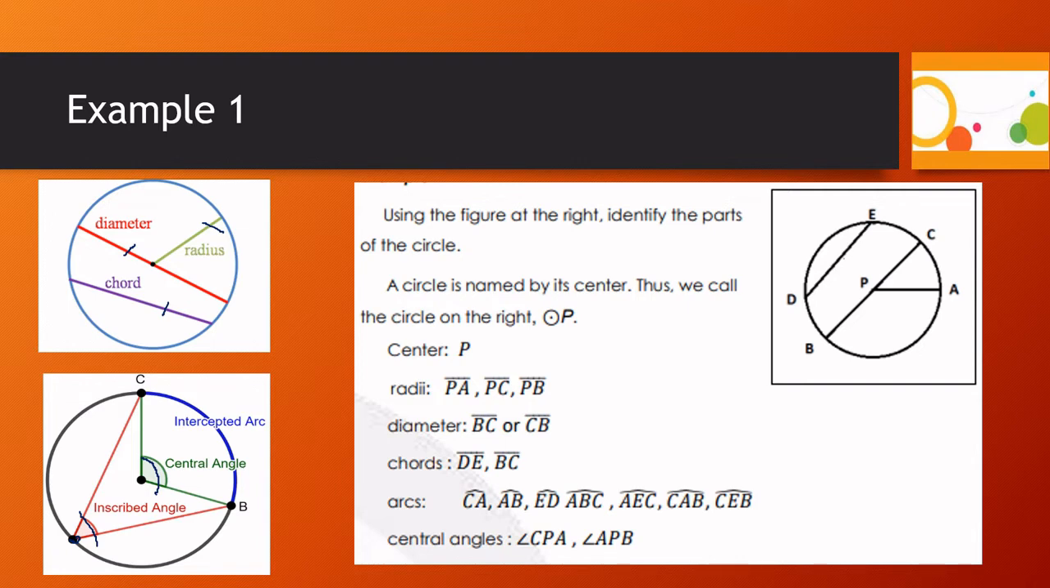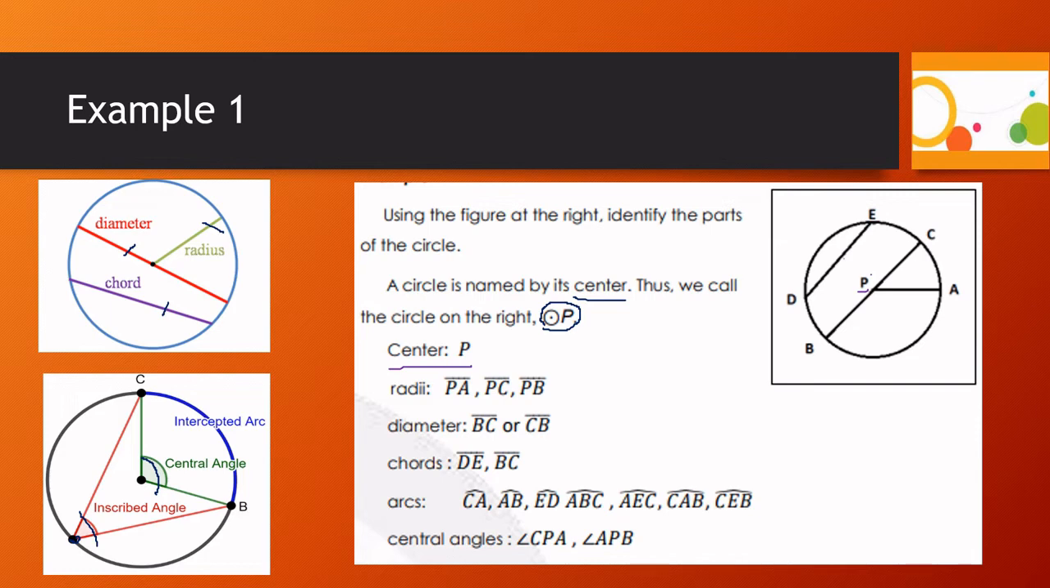Using the figure at the right, identify the parts of the circle. A circle is named by its center. So, we will name this as circle P. The center is point P. This is the center.